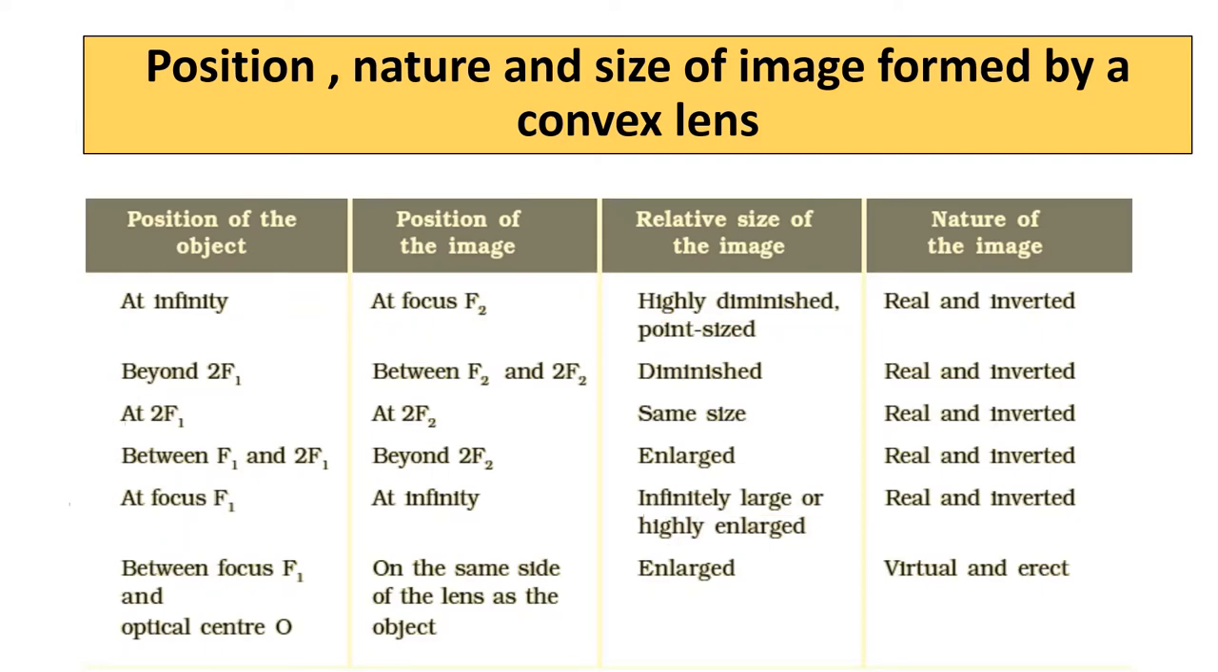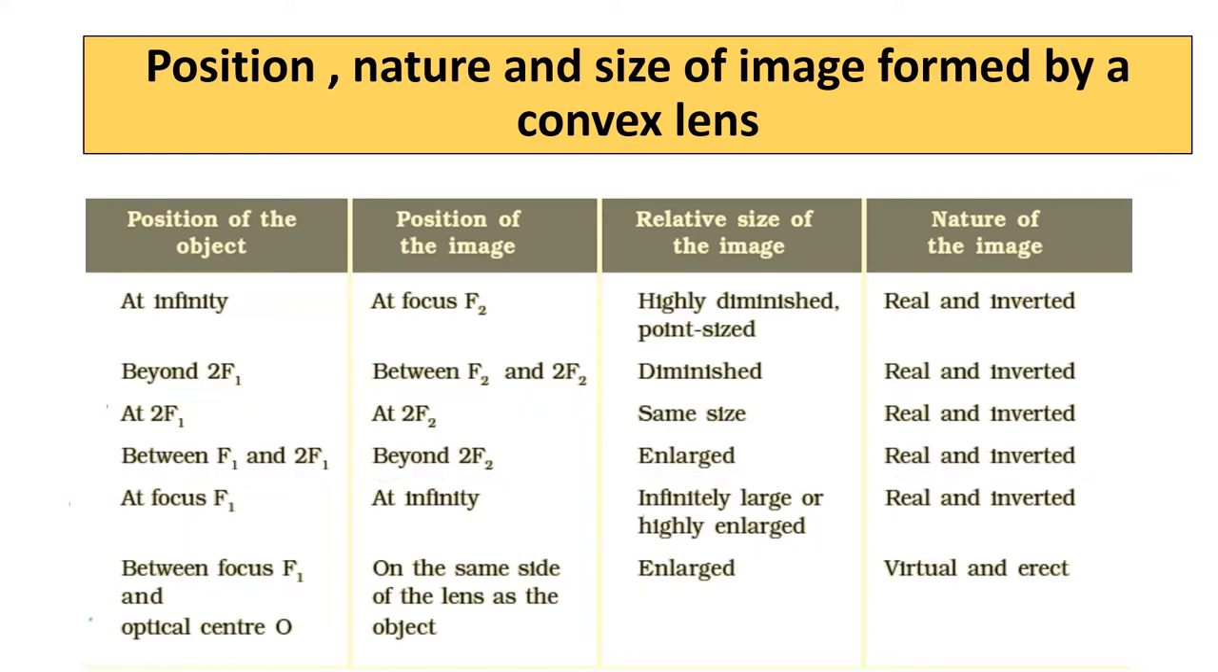When the object is at 2F1, the image is at 2F2 and it is of the same size, real and inverted. When the object is beyond 2F1, the image is between F2 and 2F2. It is diminished, real and inverted. When the object is between F1 and 2F1, the image is beyond 2F2. The size will be enlarged and the nature is real and inverted.